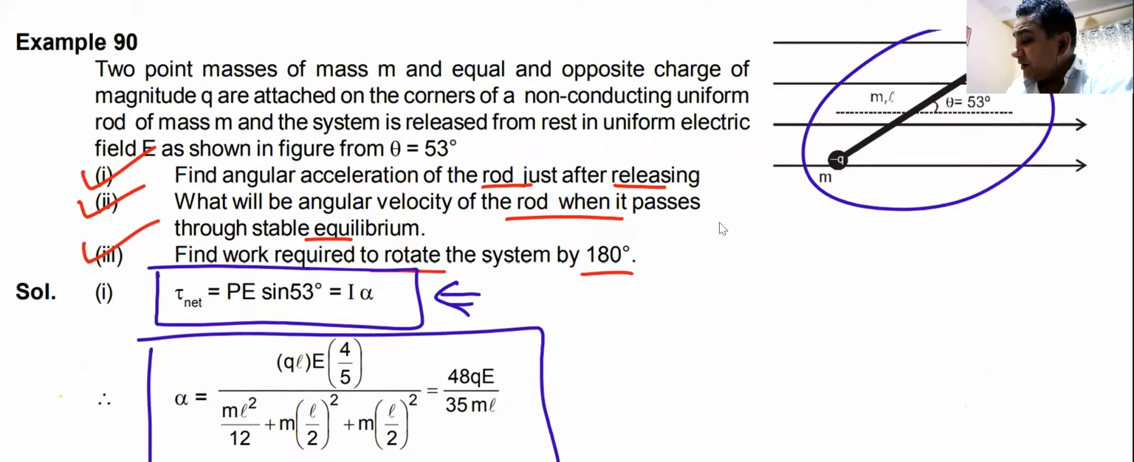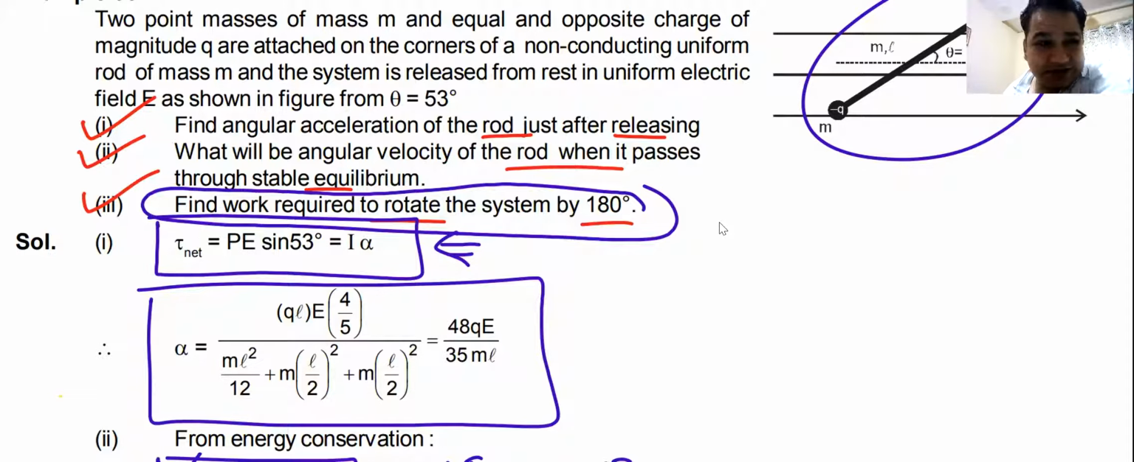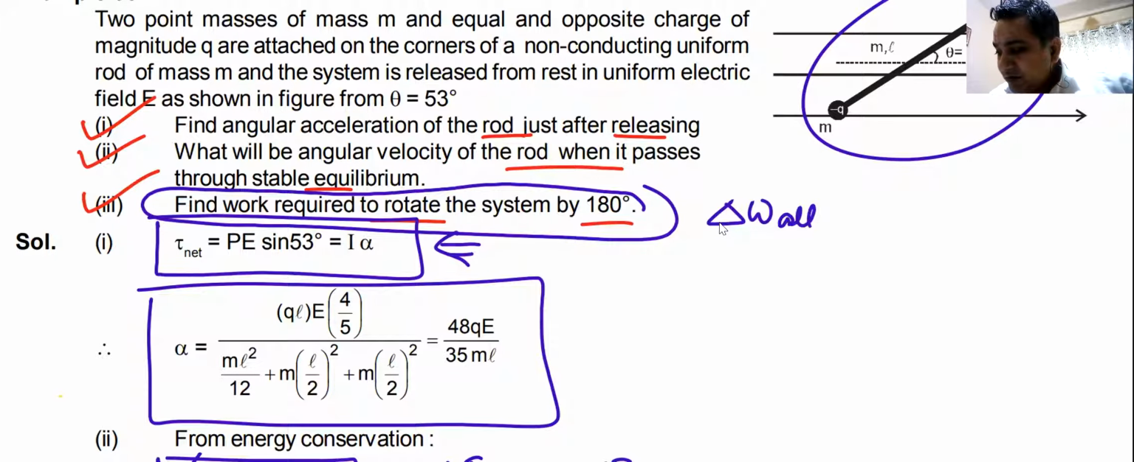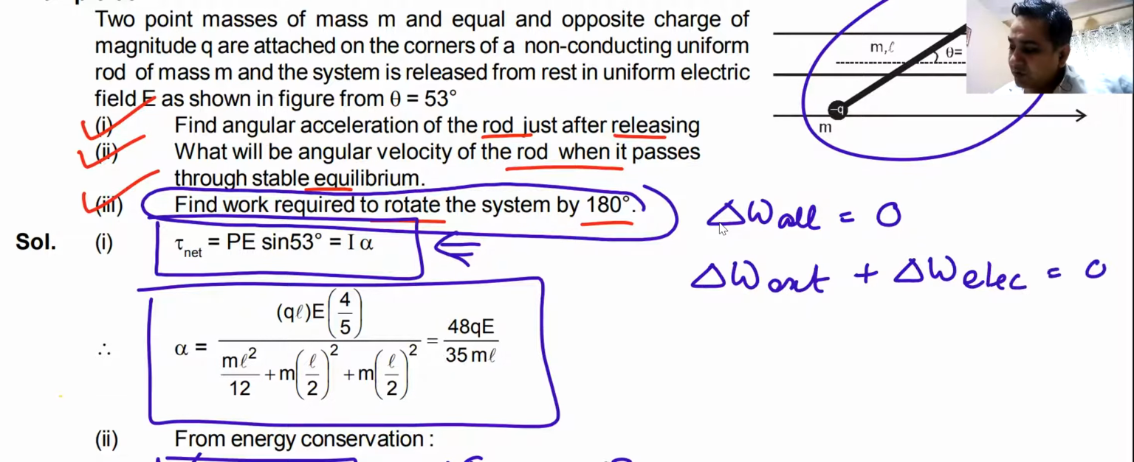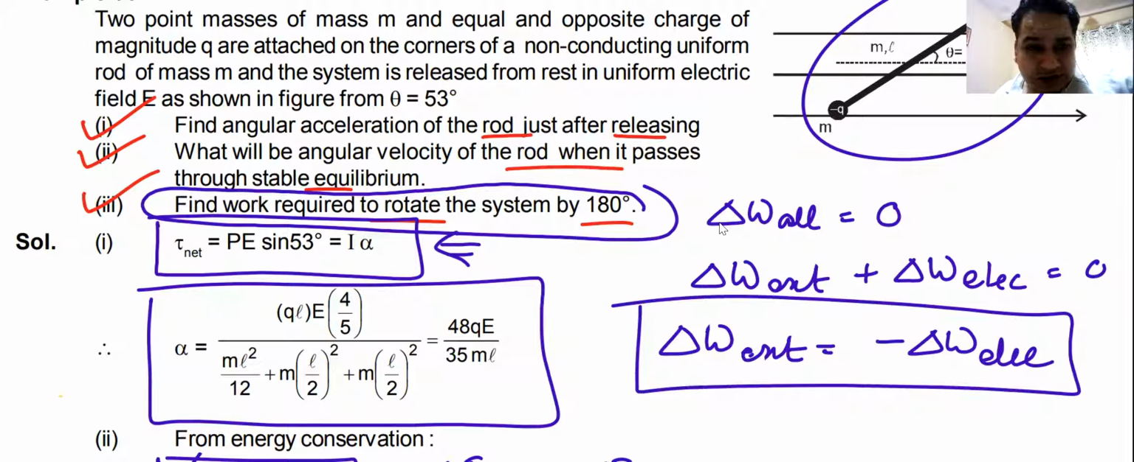Here they have calculated the work done by external forces. So when they've asked this question, what do you understand? You must understand, find the work done to rotate the system by 180 degrees. When they say that, what they mean is you are going to rotate it very, very slowly. So work done by all forces must be equal to zero. So work done by external forces plus work done by electrostatic forces must be equal to zero, and therefore work done by external forces will be negative of work done by the electrostatic forces, and that is how they have found out the work done by external forces. Please remember this.